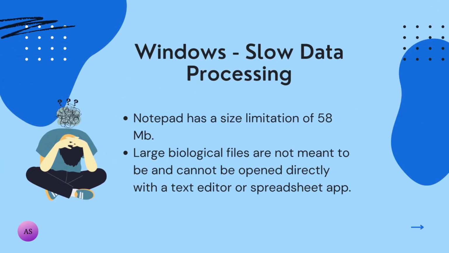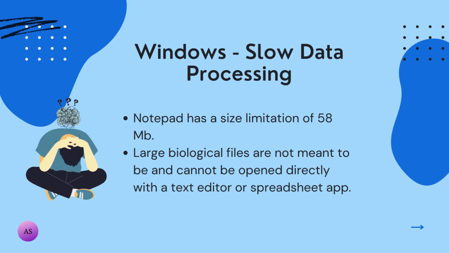Okay, so another important reason is that Windows is very slow at data processing. Many of you might want to disagree over here, but if you have ever tried to open a FASTA file, which is a special file format for storing genomic sequences, on your Windows PC via Notepad or any spreadsheet app, everything just crashes. It becomes very slow. Most of the time it does not crash, but it becomes so slow that you are like, oh god, where am I stuck? That is because Notepad has a size limitation of 58 MB.